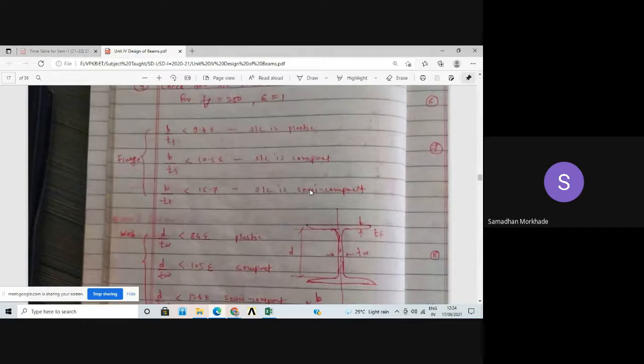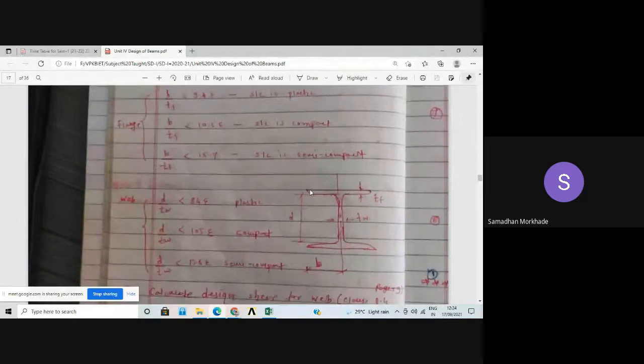So this classification is for the flange, and B is the outstand of this flange. B is equal to BF by 2, and BF is the width of the flange. If your width of flange is 200, in that case your B will be BF by 2, meaning 200 by 2, that is 100 mm. Okay, now next is for the web.